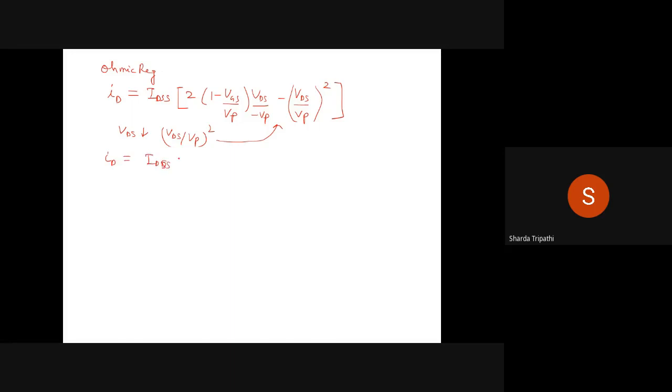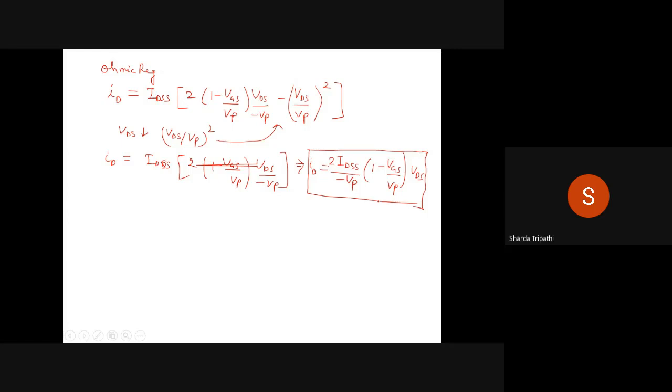So this will be IDSS 2 times of (1 minus VGS by VP) into VDS by minus VP. This will be my equation, and in more standard form which you will see in the textbook, it is slightly rearranged to look like this. This will be 2 IDSS divided by minus VP into (1 minus VGS by VP) into VDS. So this is the equation of my drain current when the transistor is working in the ohmic region.